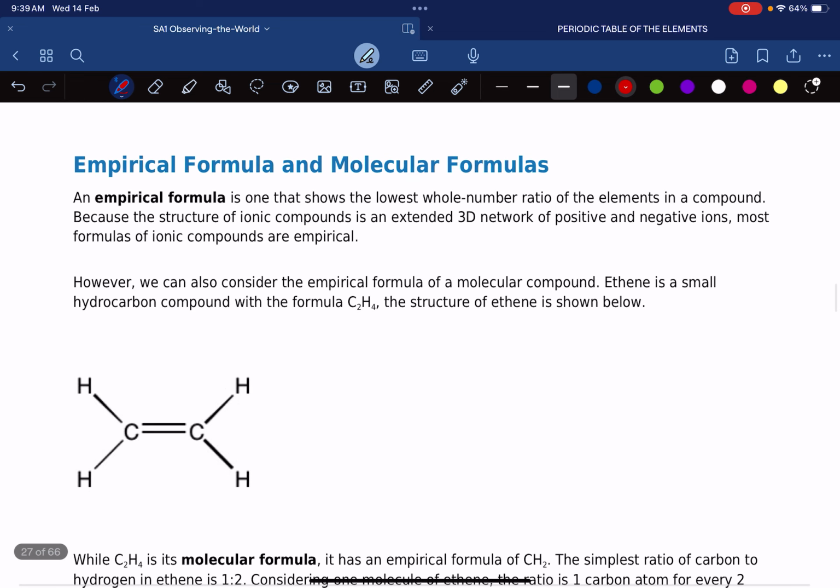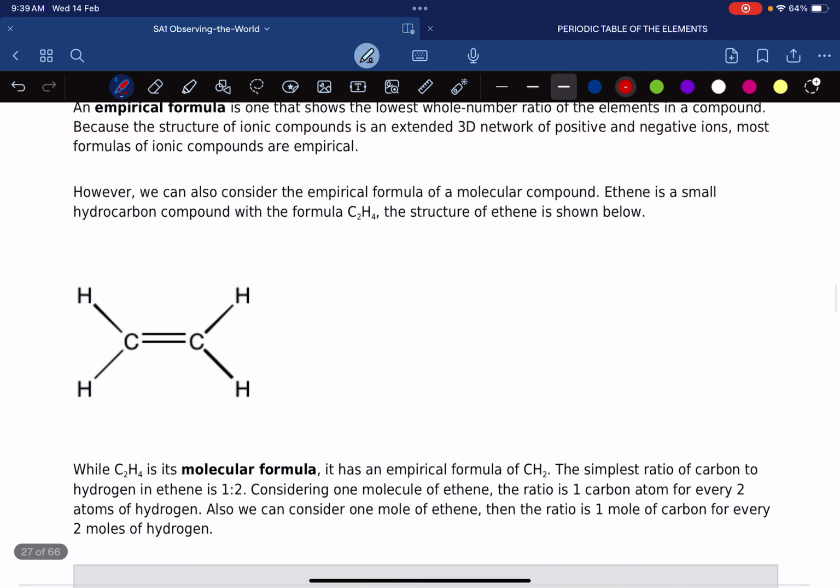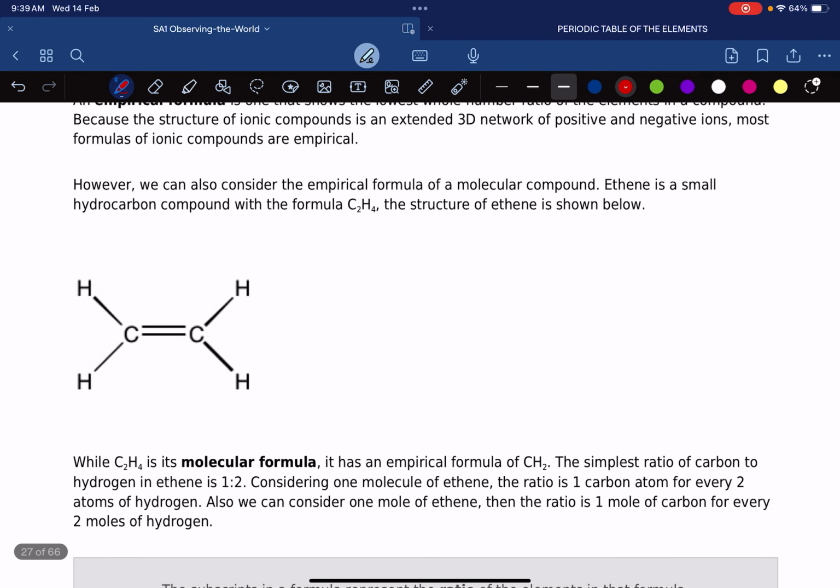So let's go on. We're going to be talking about empirical formulas and molecular formulas. Let's say we look at this picture here. If you look at this picture, you realize there are 2 carbons and 4 hydrogens. What I've written here is called the molecular formula, which I'm going to abbreviate as MF. The molecular formula tells me that there are exactly 2 carbons and 4 hydrogens in this sample. So whatever this compound is, it contains 2 carbons and 4 hydrogens.